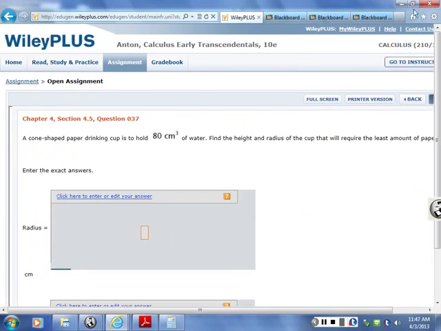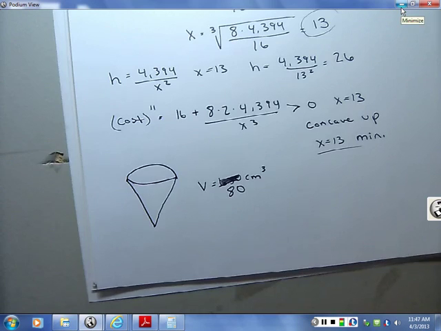Okay, so this is what we have. We have a paper drinking cup. We have a piece of paper, and they fold it into a cone shape, and they make a drinking cup out of that. They want to minimize the amount of paper that you need to make this drinking cup, and your drinking cup has to hold 80 centimeters cubed. These are fun problems, right? Not so much? Okay. Just imagine somewhere like making a paper cup in a factory. This is how we go about it.